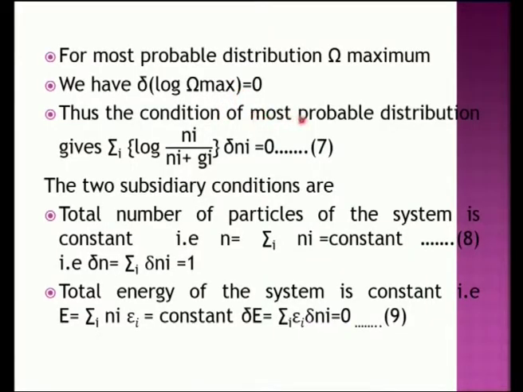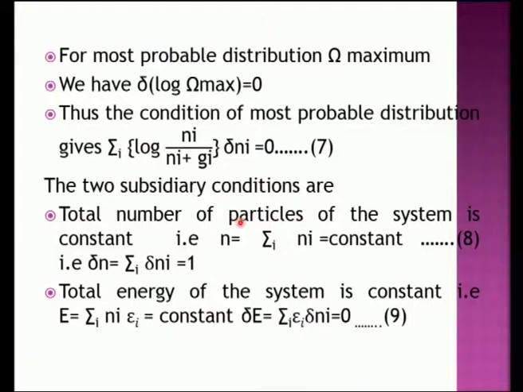Thus, the condition of most probable distribution gives summation over i of log of n_i over (n_i plus g_i) into del n_i is equal to 0. Keep this as equation 7. Based on this, two subsidiary conditions are obtained.